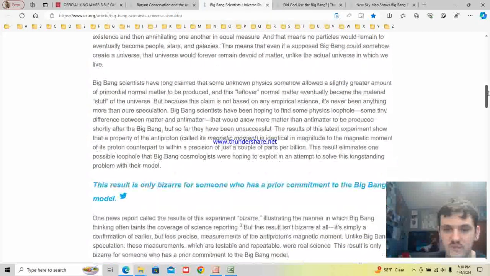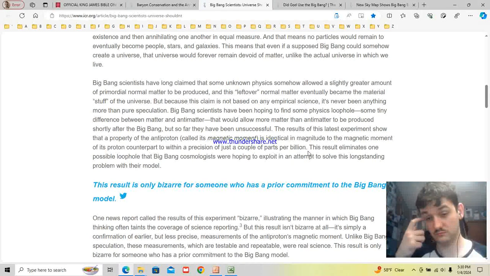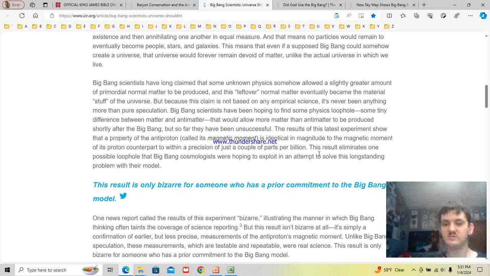they have been unsuccessful. The results of the latest experiments show that the property of an antiproton called its magnetic moment is identical in magnitude to the magnetic moment of its proton counterpart, within a precision of just a couple of parts per billion. And this result eliminates one possible loophole that the Big Bang cosmologists were hoping to exploit in an attempt to solve the long-standing problem in their model.